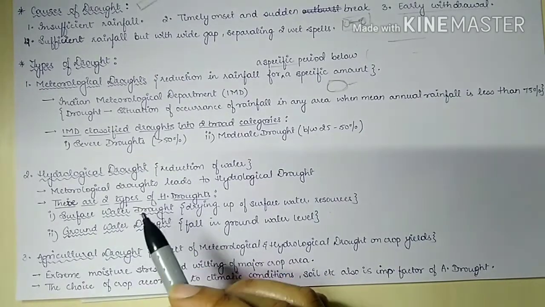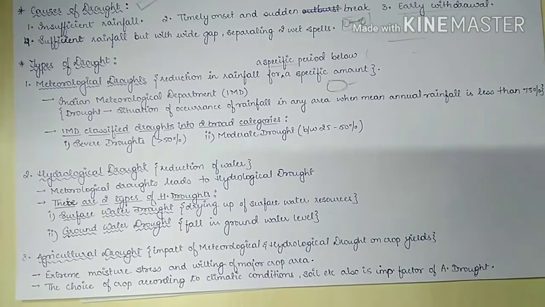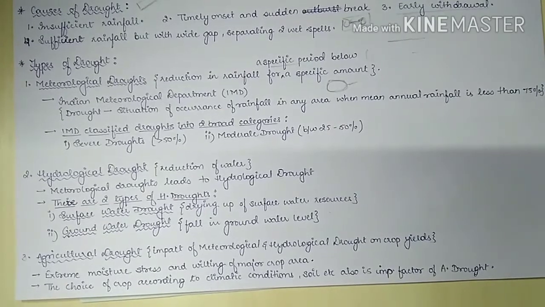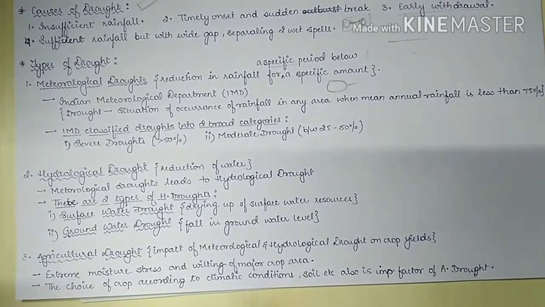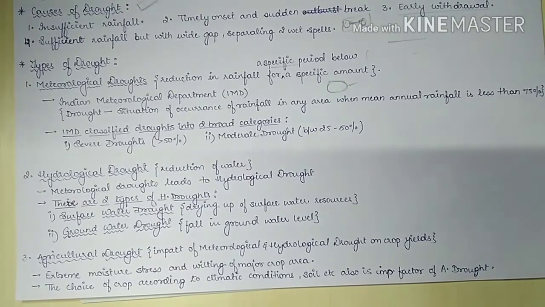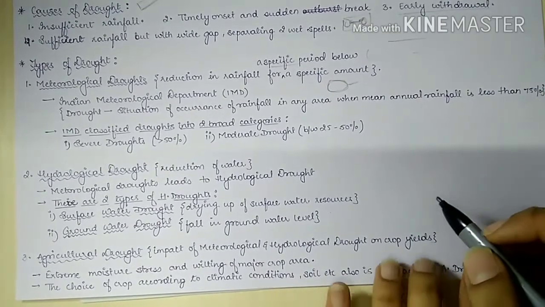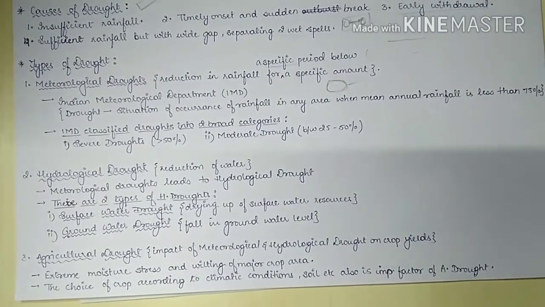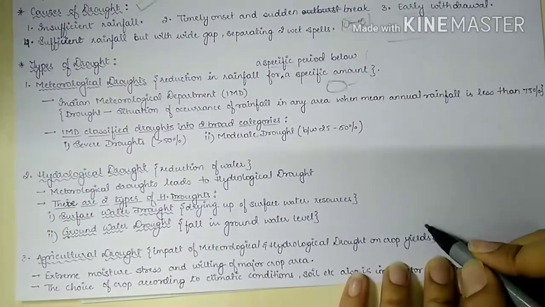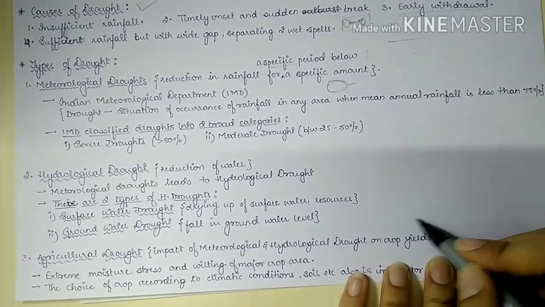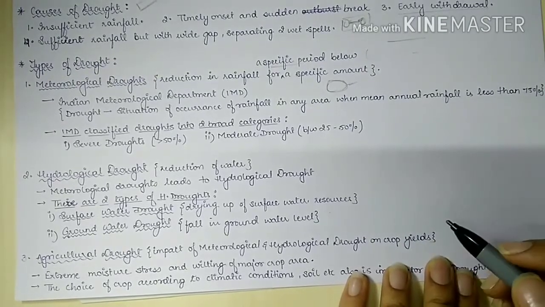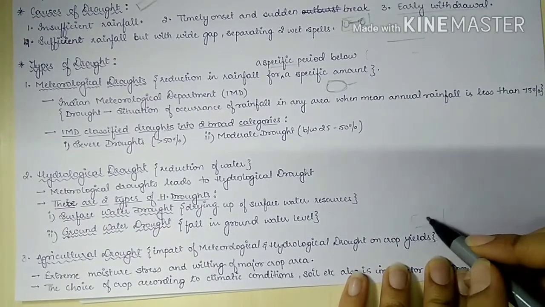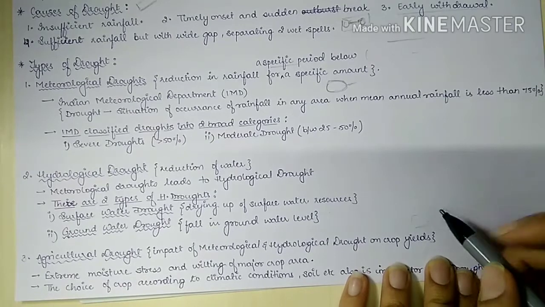This situation is not exactly due to the amount of rainfall, but it is due to the effectiveness of rainfall. Now we see this condition is actually relative. So if we have a situation in which rice cannot be grown, because rice requires more water, then this situation will be agricultural drought for the rice crop.